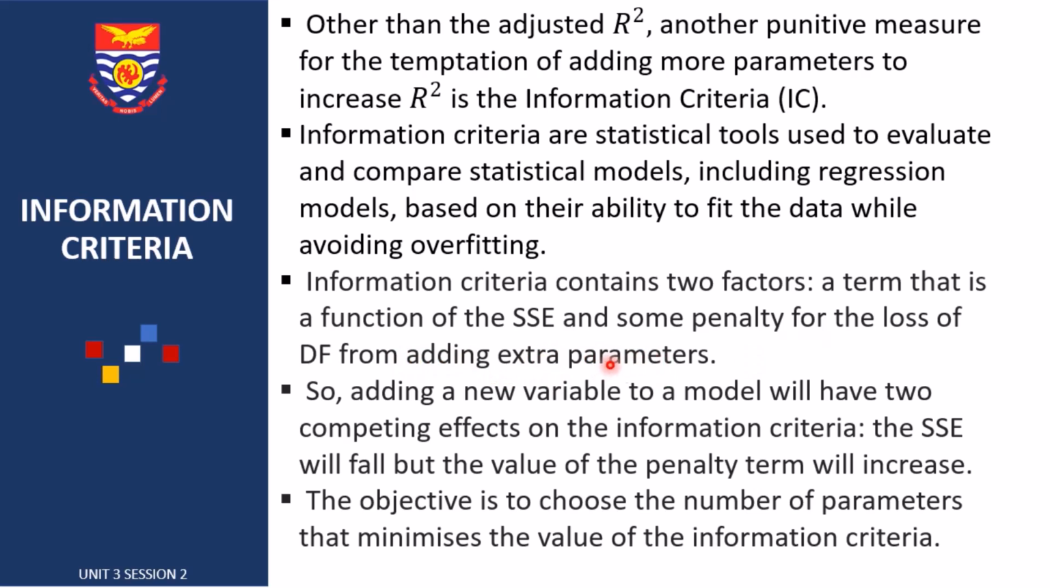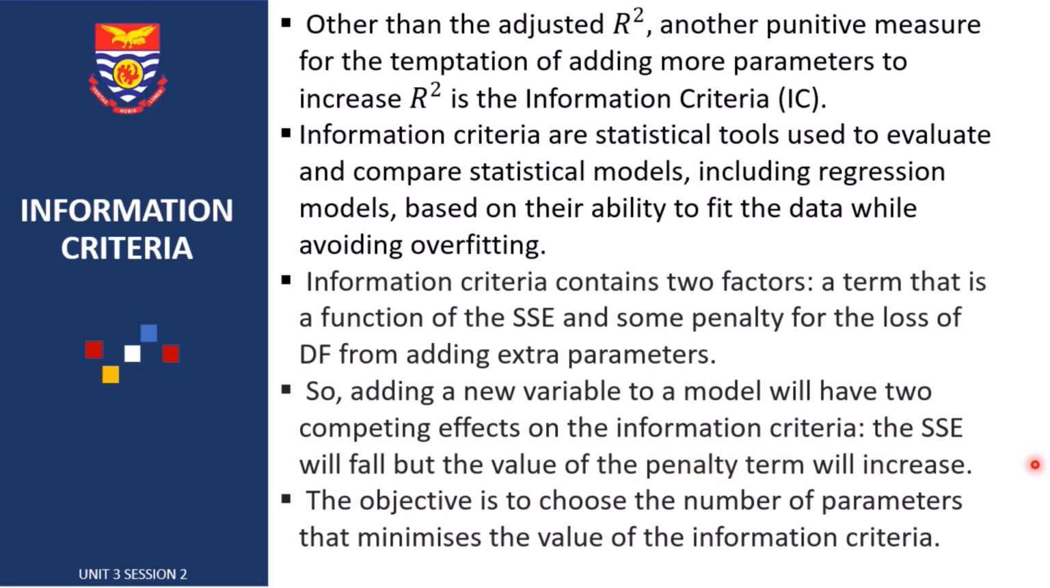So in our estimation of the information criteria, if you add more parameters, that is more regressors, in the estimation of the movement of the regression, there's a likelihood that you are going to find yourself within this limitation, which will indicate that your model is not fit. So it will help us in achieving parsimony, or in having a simple model that can explain the movement of our regression without adding more of these parameters. Adding a new variable to a model will have two competing effects on the information criteria. That is, the sum of squared errors will fall, while the value of the penalty term will increase.